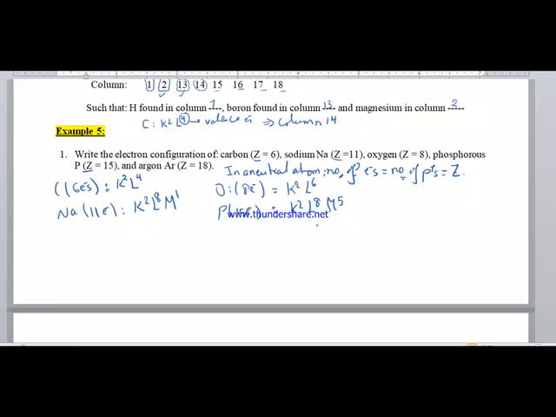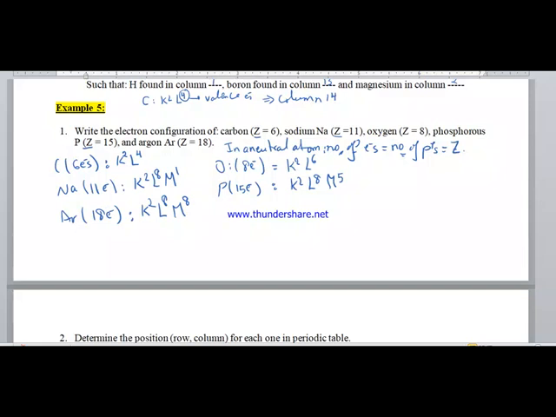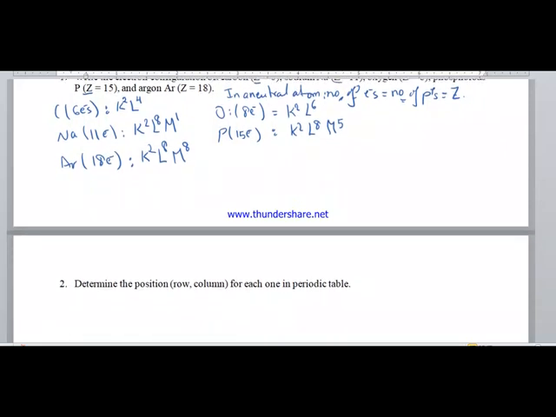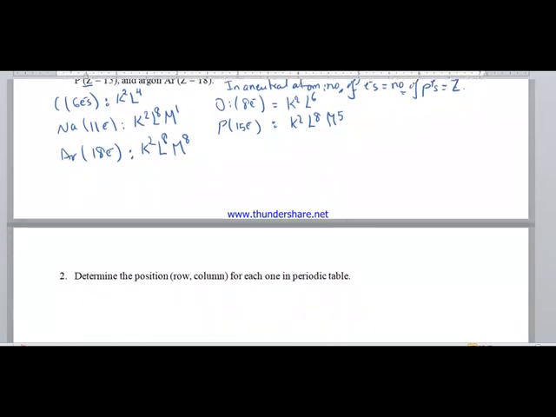The last one is argon, Ar. Ar has 18 electrons. The electron configuration starts with K, L, M: 2, 8, 8, we have 18 electrons. This is how we wrote the electron configuration of these elements.